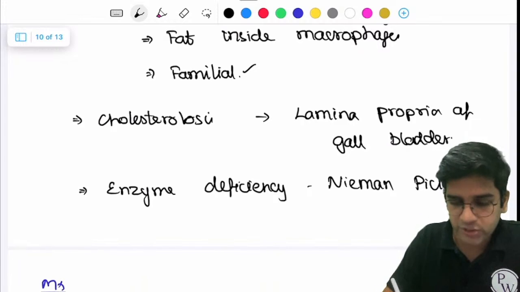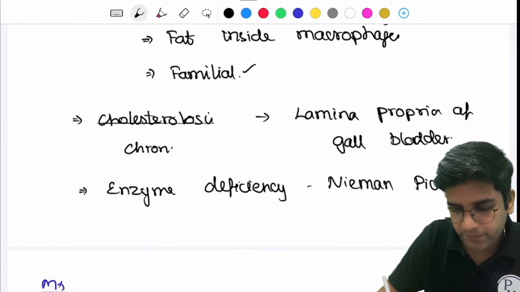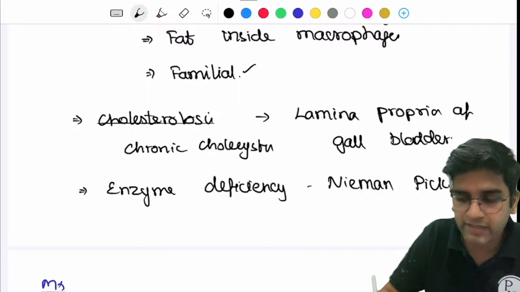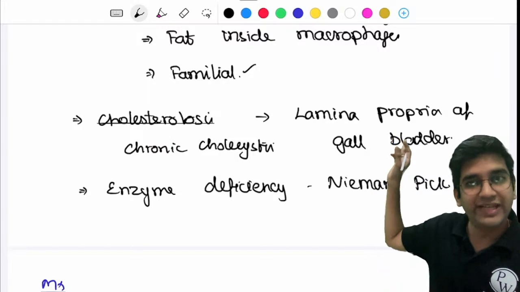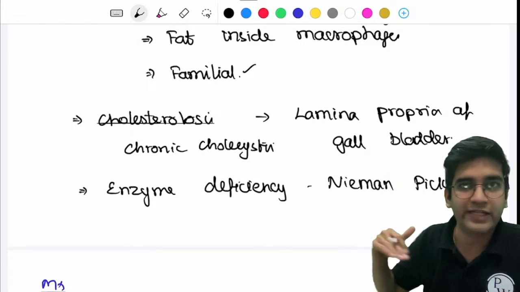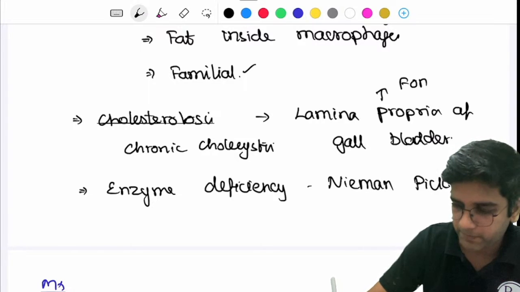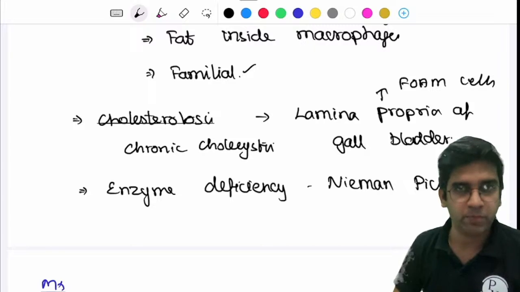And I have one more disease called cholesterolosis. This is a form of chronic cholecystitis. Cholecystitis is your gallbladder inflammation. Here also I can have deposition of fat in one of the layers. You must have learnt about the layers of your intestine. In the lamina propria of the gallbladder, you will have all the foam cells. The foam cells in the lamina propria of the gallbladder are also a very important finding.